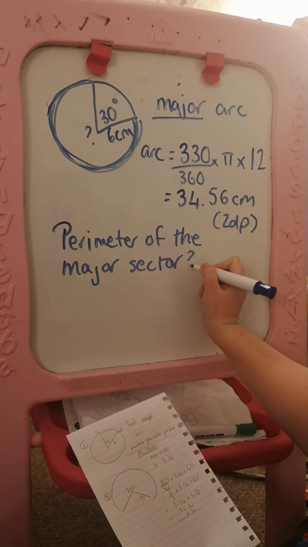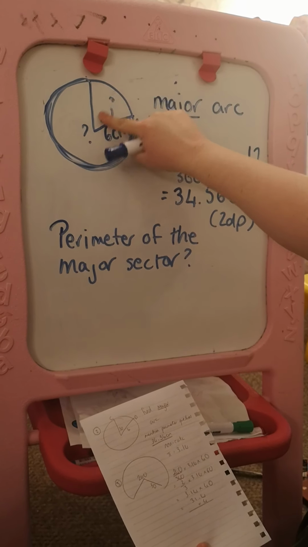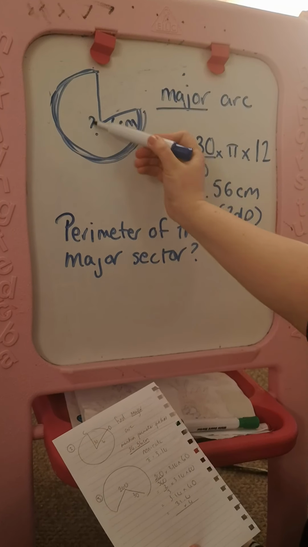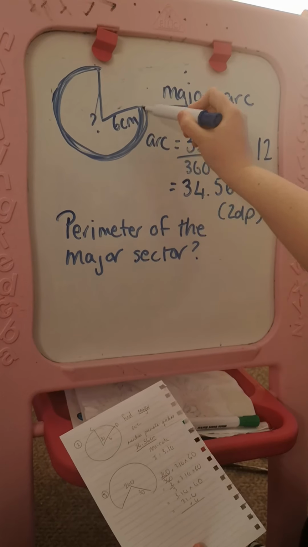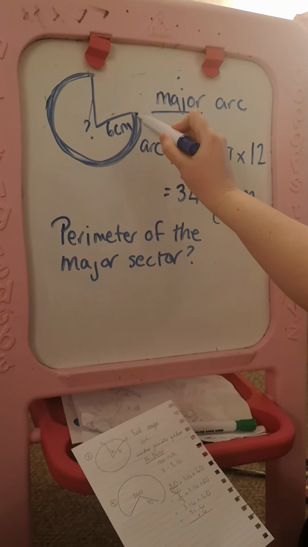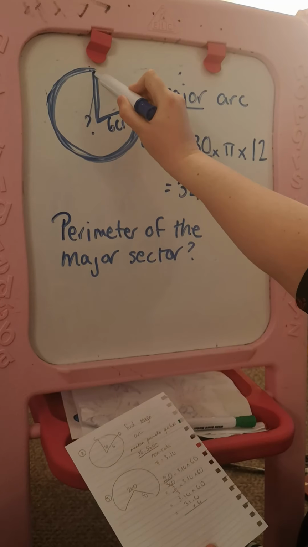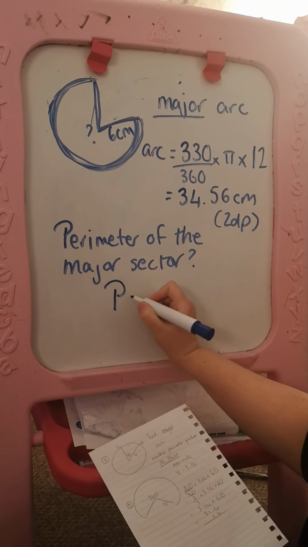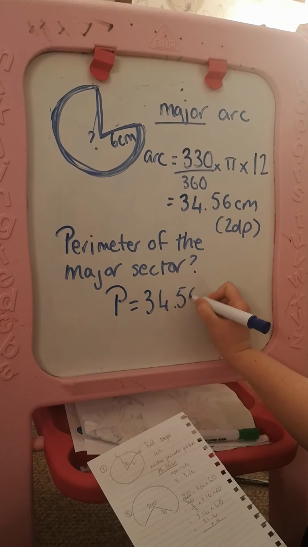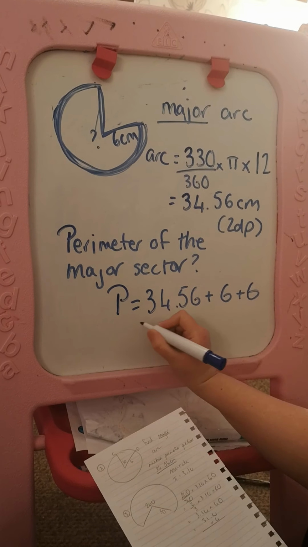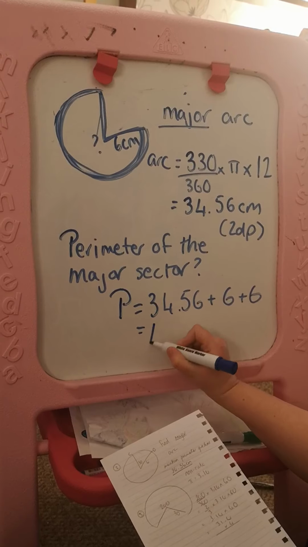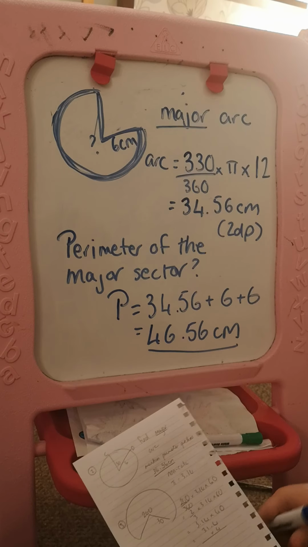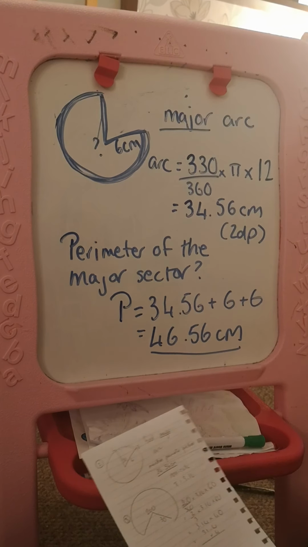Okay, cast your minds back, right the way back to first year. Perimeter of the major sector would have been the total distance from start to finish around this shape. So we've worked out that bit there is your 34.56. To get back to where we started, we have to add on that radius plus that radius. So if a question asks you for the perimeter of a sector, which is quite common, you would say your perimeter is the arc plus your radius again. So effectively we're just adding 12 onto that, which gives us 46.56 centimetres. Okay, so perimeter is slightly different because it goes from start to finish.